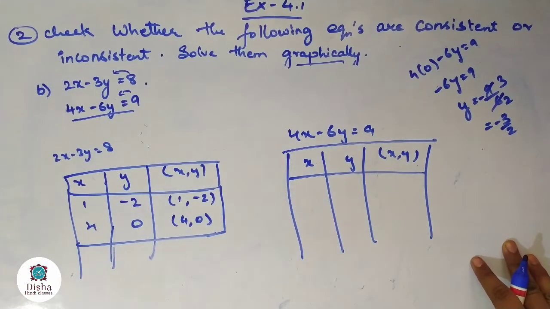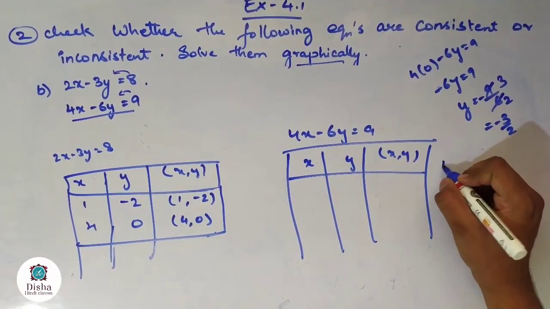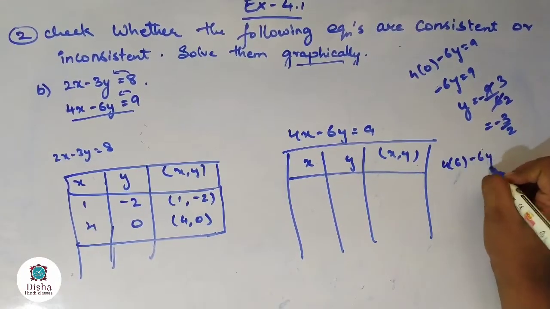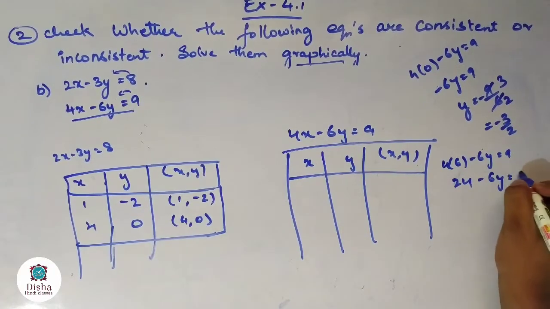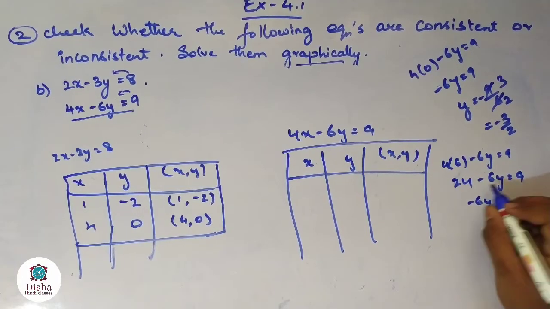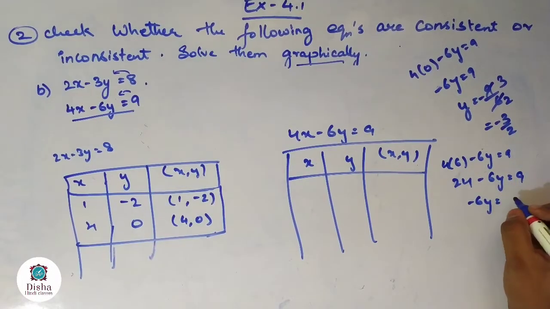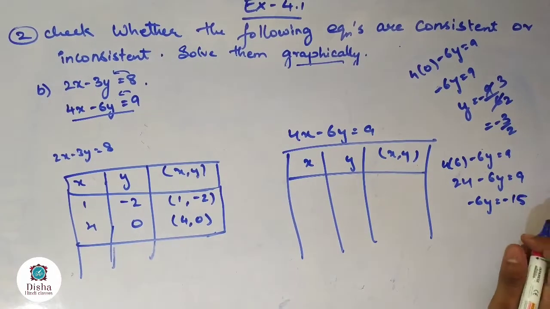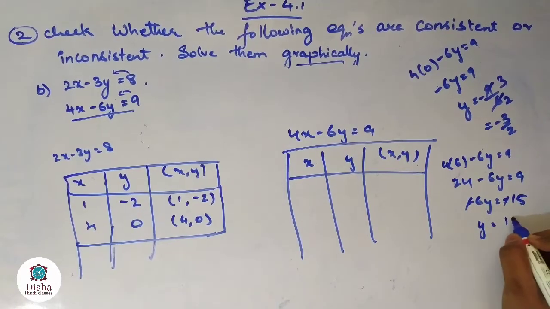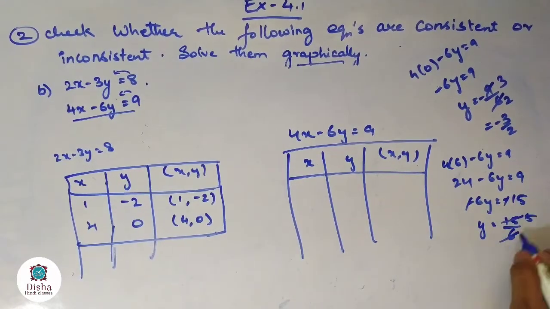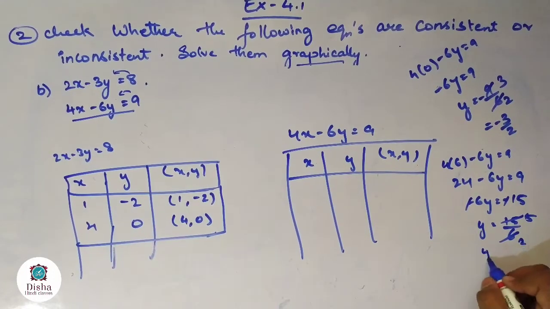Here also we are getting a fraction only, so let us take the fraction also. Now let us try 6. 4 into 6 minus 6y equals 9. 4 sixes are 24, minus 6y equals 9. Minus 6y equals 9 minus 24, which will be minus 15, right? So here the negatives get cancelled. Y equals 15 by 6. 3 fives are 15, 3 twos are 6. So y equals 5 by 2 we are getting.